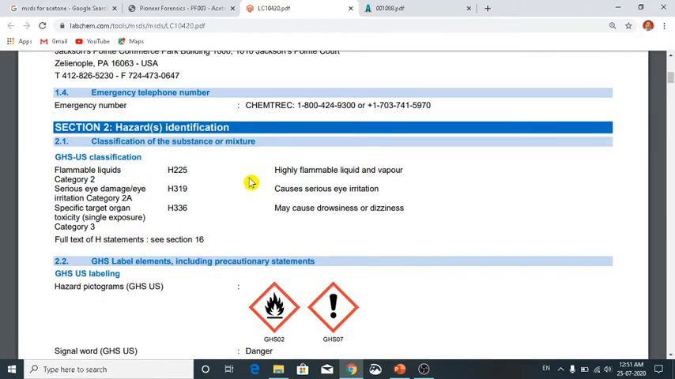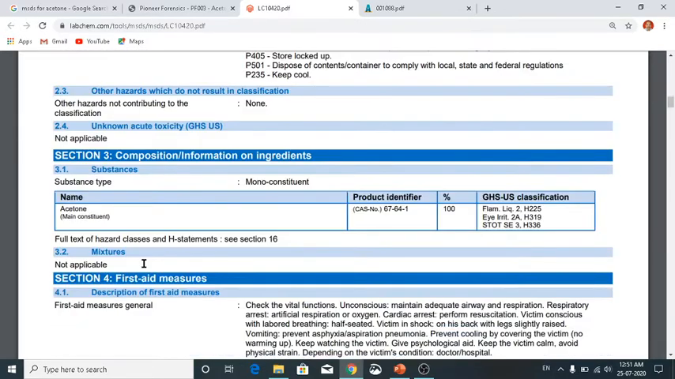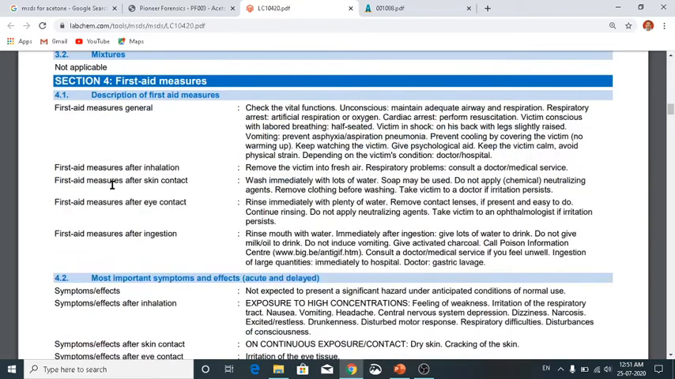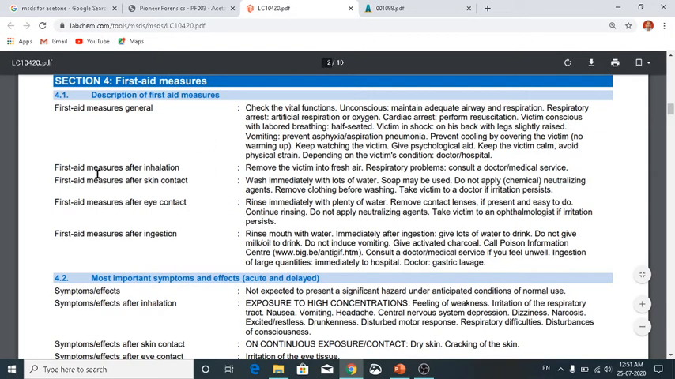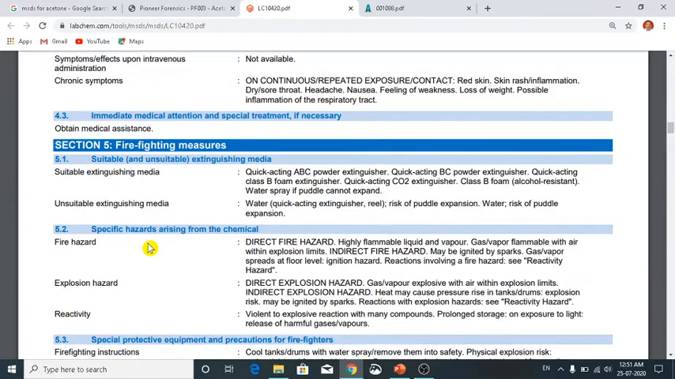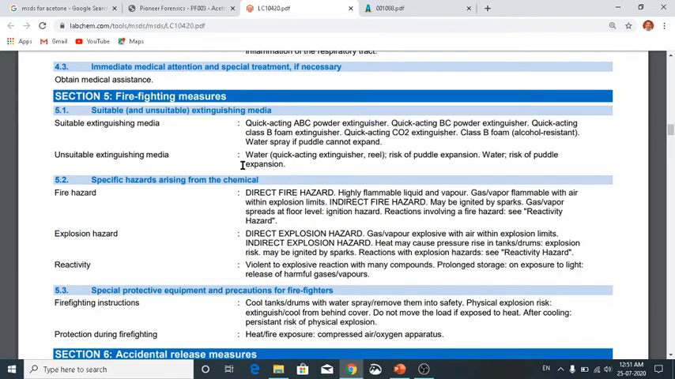Second is the hazard identification. So it is highly flammable. This is also given by a symbol. Composition. First aid measures: after inhalation, after skin contact, after eye contact, like this one. Firefighting measures. So we should not use water. Instead of that, we can use a quick acting CO2 extinguisher.